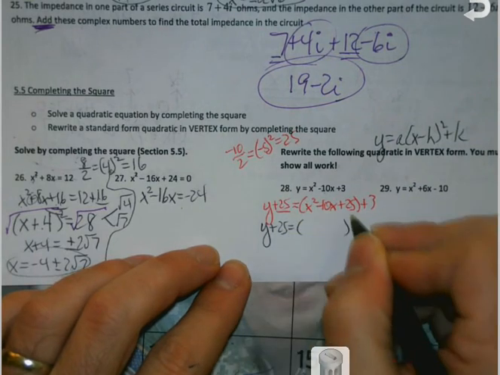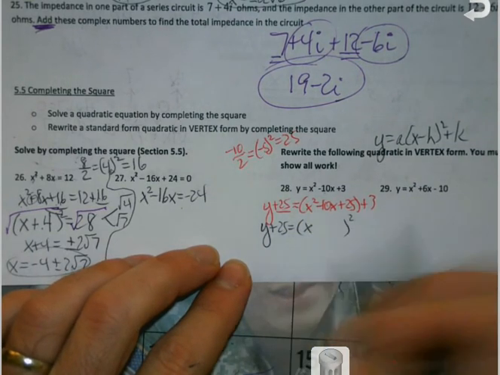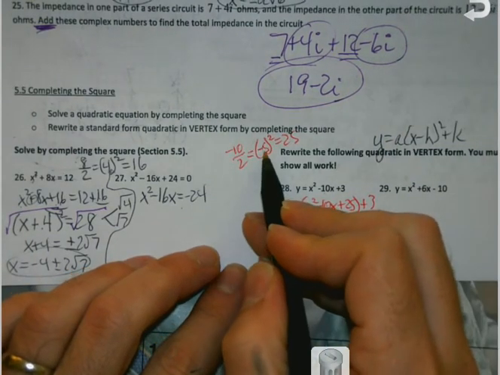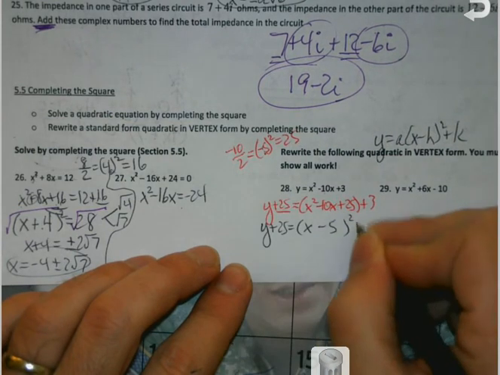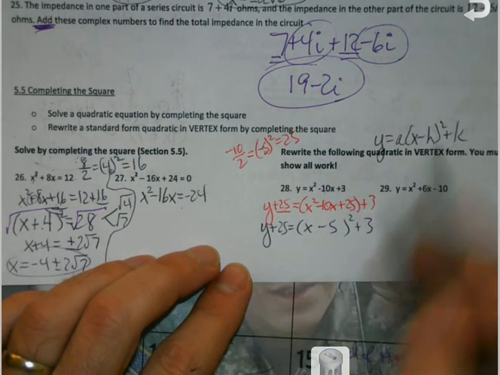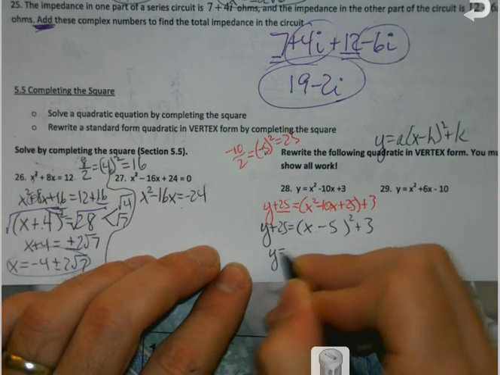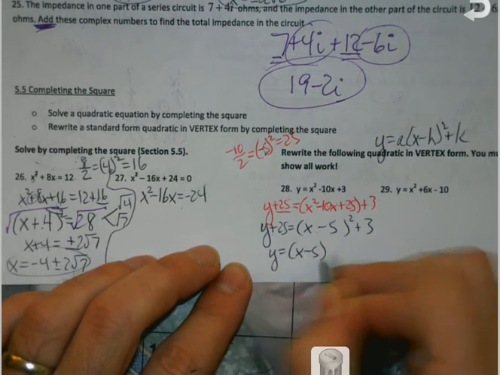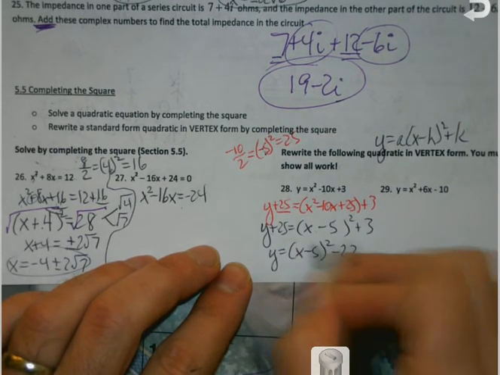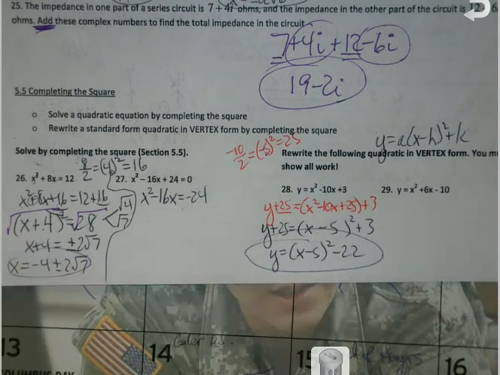This goes into its binomial form. There's my half b, negative 5. Oh, it's starting to look like this, and all I've got to do now is minus the 25 to get y by itself. Boom! Show the steps. You've got this, people.